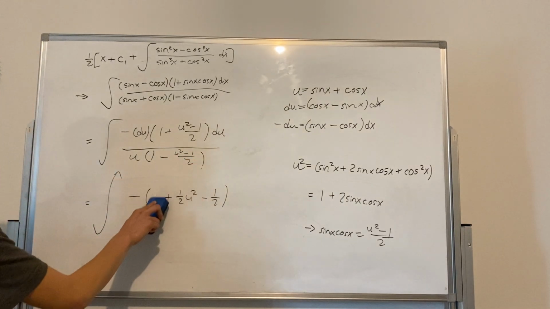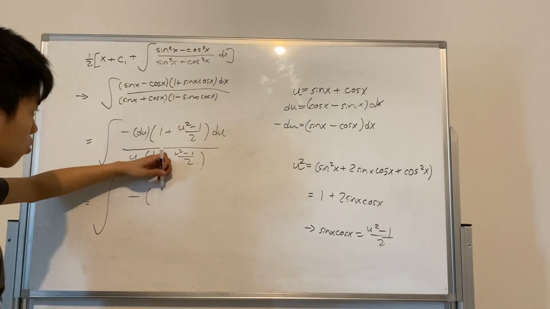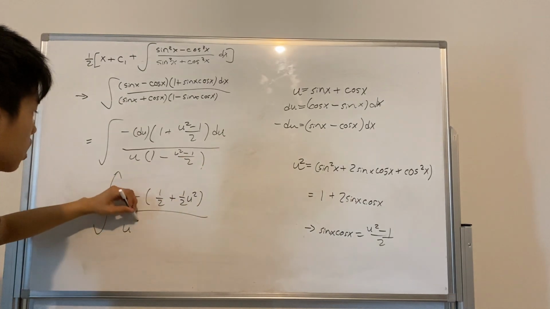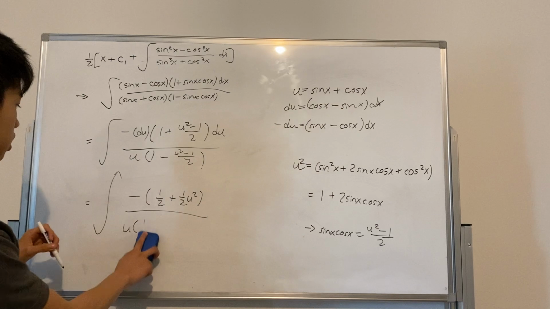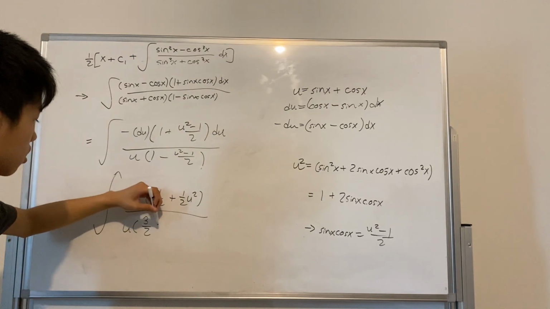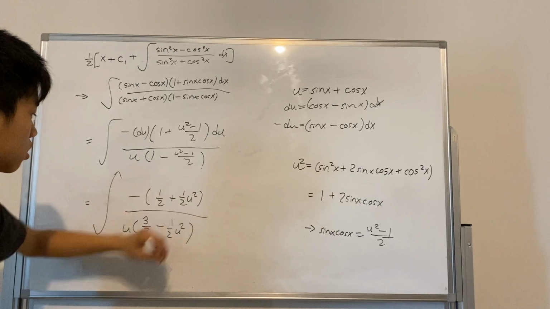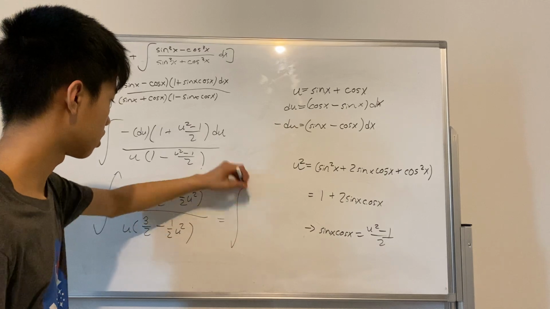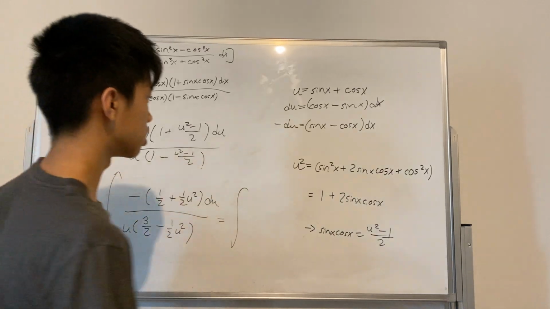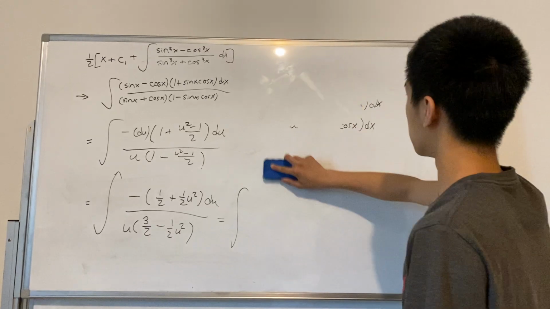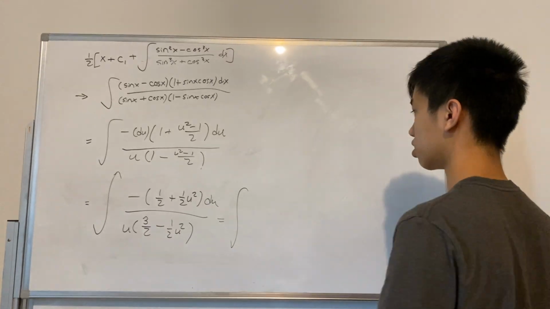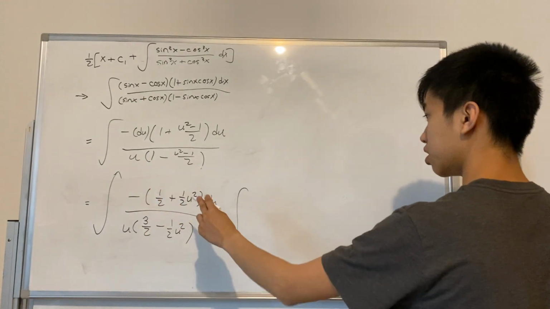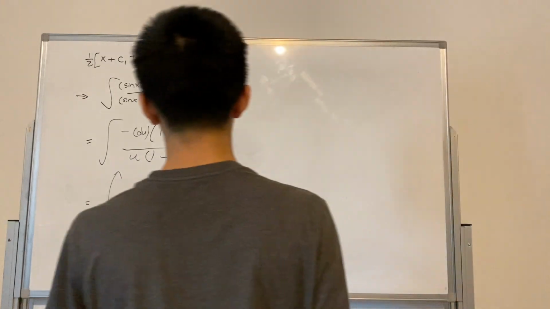So that would be 1/2 plus 1/2 u squared over u times 1, or now it's 3/2 minus 1/2 u squared. So this is equal to, let me just get rid of this now. Okay, so now you can multiply the numerator and the denominator by negative 2.